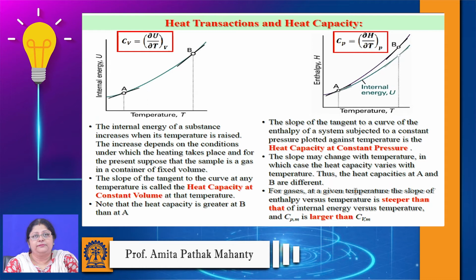Thus the heat capacities at A and B are different at the two points, and you can see if you compare the two plots, if you plot the internal energy axis here and the enthalpy axis here, this will correspond to the internal energy curve and this will correspond to the enthalpy curve. So this corresponds to Cv and this corresponds to Cp. You can make out the Cp curve is much steeper than the Cv curve.